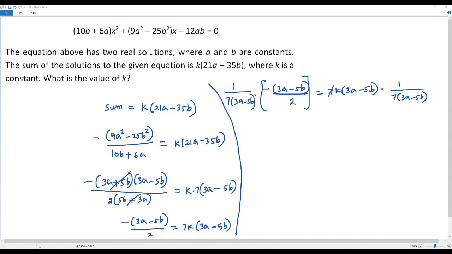Okay, here this 7 will cancel out. This 3a negative 5b, 3a negative 5b will cancel out. Here 3a negative 5b, 3a negative 5b will cancel. That is here 1 times, here 1 times. Okay, here we have negative 1 in the numerator. 1 times negative 1 is negative 1. And here we have 7 times 1 is 7. 7 times 2 is 14. On the right side, we just have k, that is k times 1. Okay, here I got the value of k. It is negative 1 over 14.